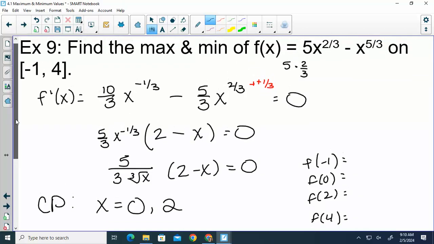We are putting these back into the original. Alright, let's divvy up the work here. Why don't you guys do -1, you guys do 0, you guys do 2, you do 4.